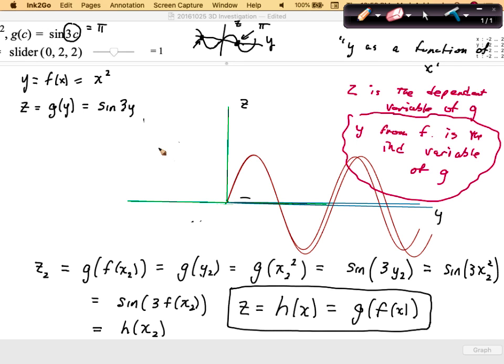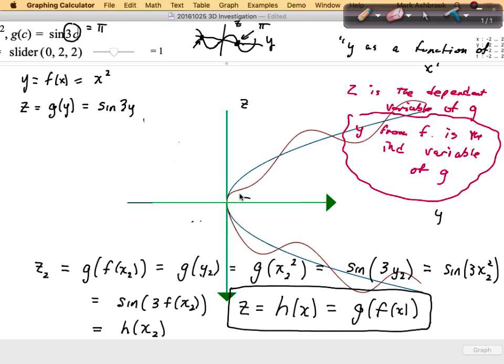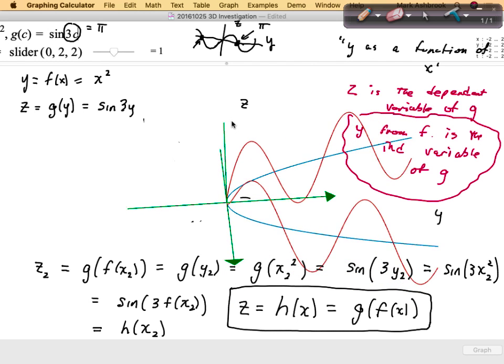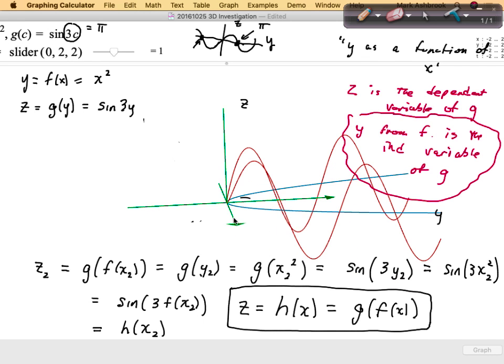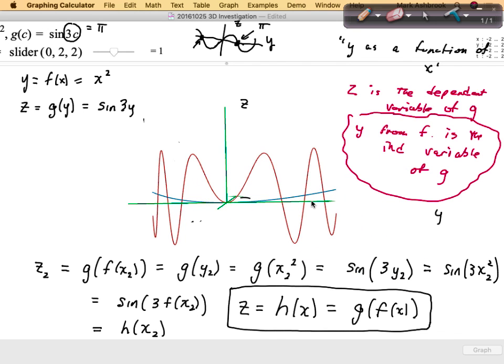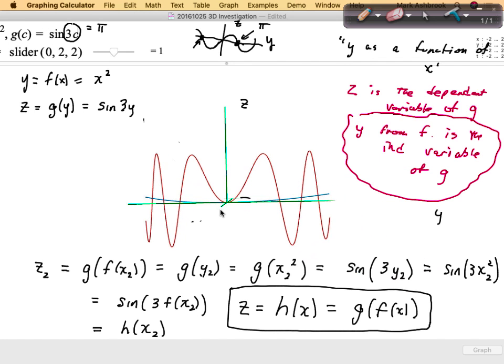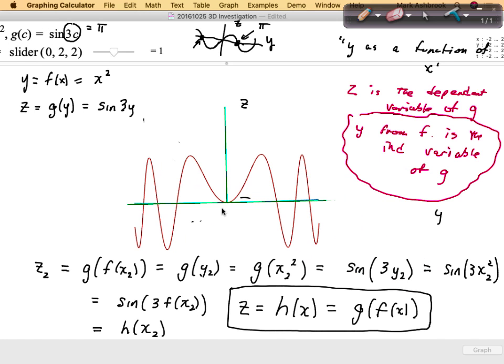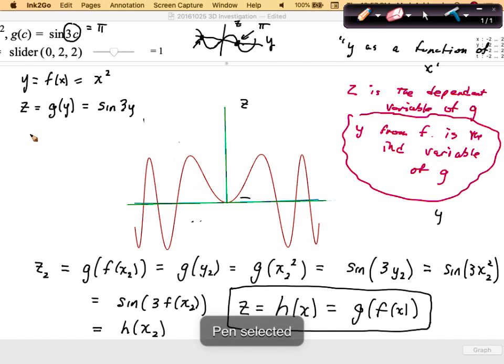And then if I show you the xz plane, this way. This is the xz plane. What do you see? xy plane, yz plane.